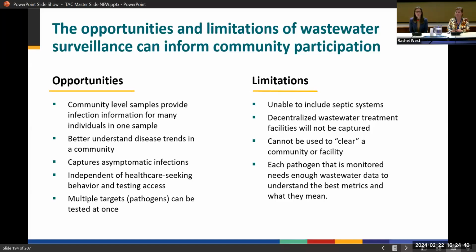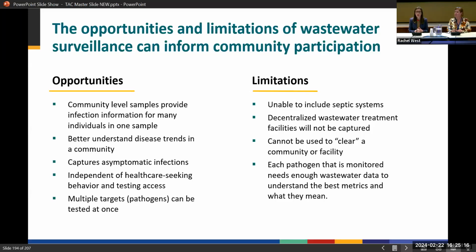It helps us to better understand disease trends in a community, and this is independent of healthcare seeking behavior. So whether or not someone is able to seek healthcare, or maybe they don't know that they're sick, their symptoms are mild, we're able to still capture those markers of infection. And not only can we capture the infection status of multiple individuals, but also within a single sample, we can look for multiple disease targets. And this is because wastewater is such a rich sample, but that also offers a flexibility for our communities if they have priorities in disease trends that they want to monitor.